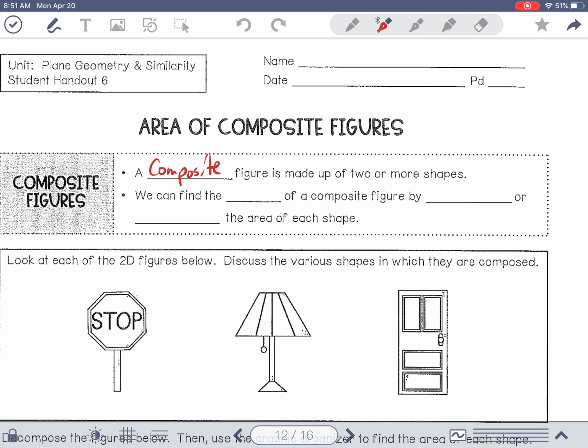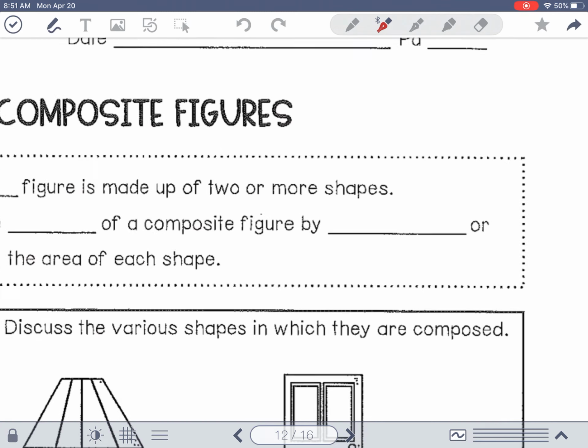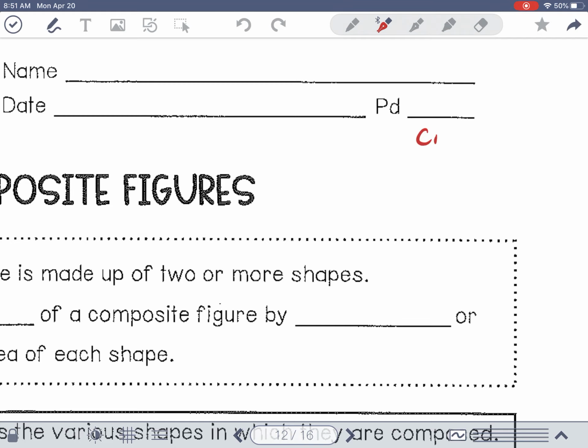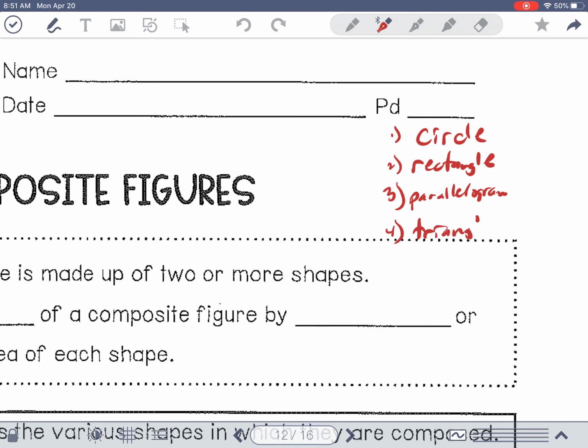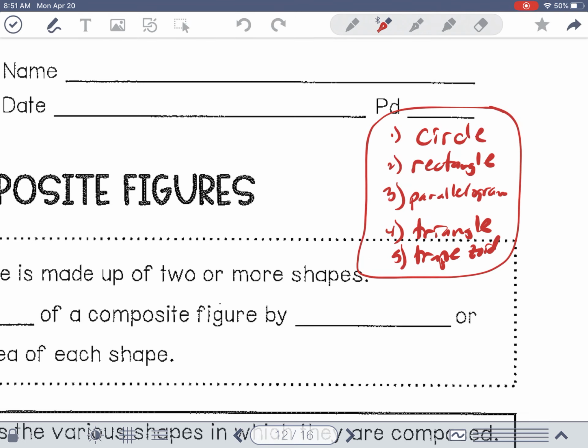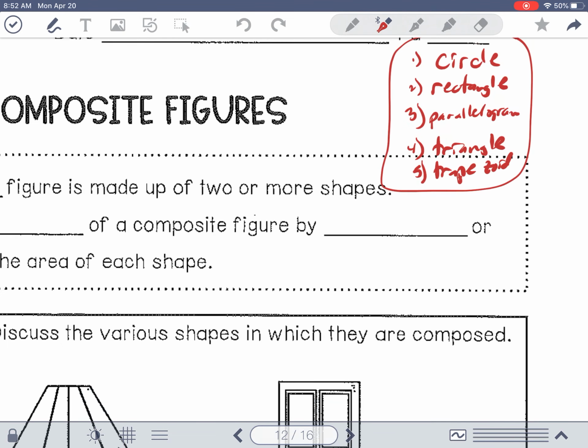A composite figure is made up of 2 or more shapes. How many shapes have we already talked about? There are 5 of them: circle, rectangle, parallelogram, triangle, and trapezoid. Those 5 shapes are what we're talking about thus far. That's the 2 or more of these 5.